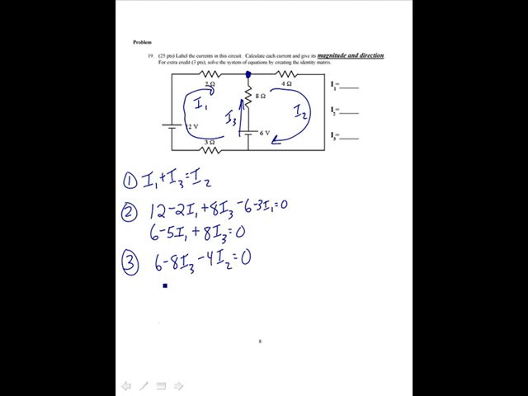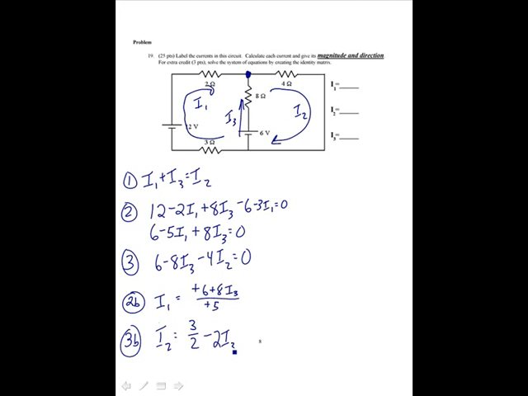And then I solve equations 2 and 3 for I1 and I2. So I'm going to list this. This is solving equation 2 for I1. I1 is equal to minus 6 minus 8I3 over negative 5. Look, I can just make these all positive. And then I can solve equation 3 for I2. It's going to be 3/2 minus 2I3. So notice I have two equations for I1 and I2 that are both in terms of I3.